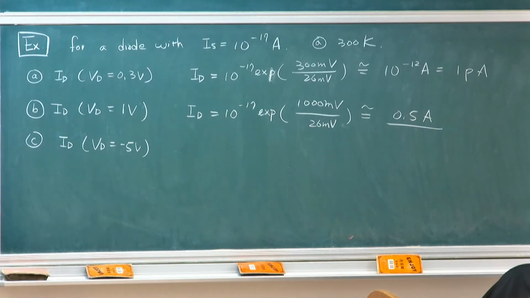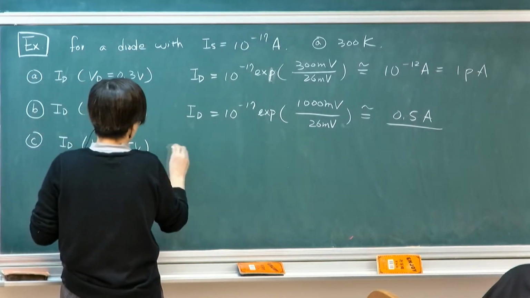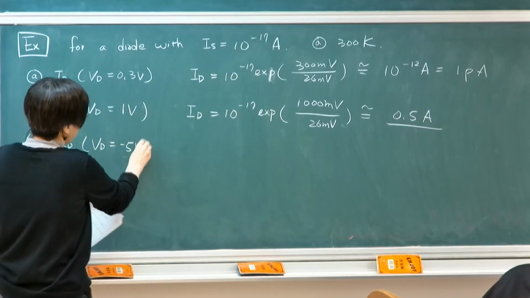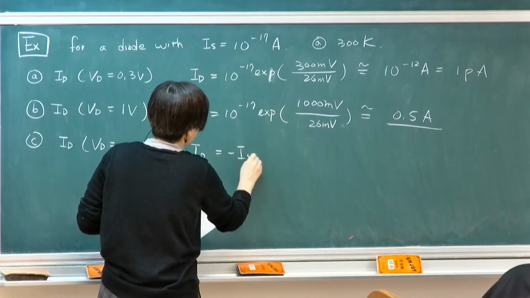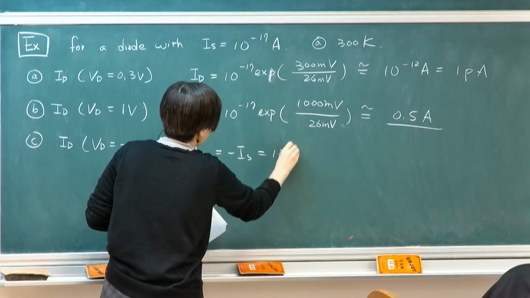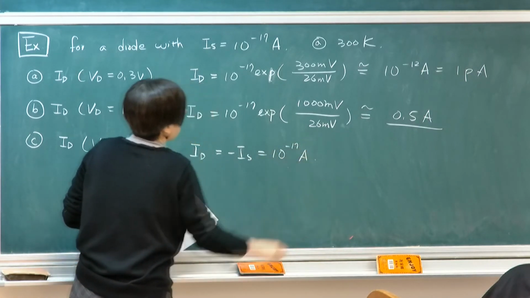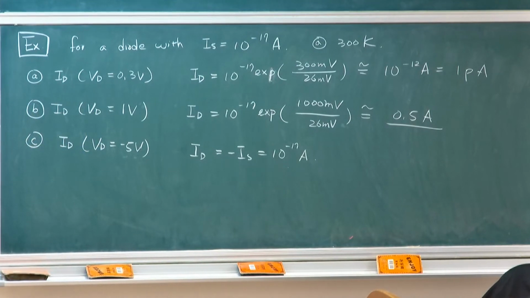So when you apply a very forward bias condition, this will typically be what happens. And if I'm applying a minus negative 5, my ID will simply be minus IS, which will be 10 to the minus 17th. Okay? So if I have these parameters, I can actually do a drawing of my plot.